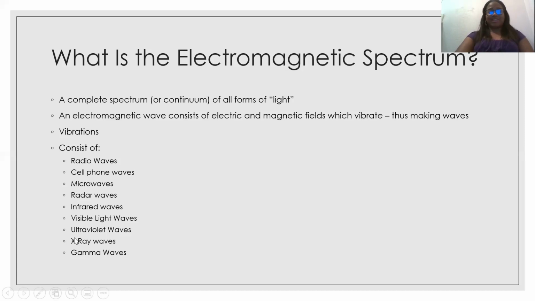X-rays, and gamma rays. In terms of energy, your higher energy waves are going to be those gamma rays. They can be pretty dangerous and cause damage to our bodies. Pretty much everything after radar waves can. And then your radio waves are going to be the lower energy waves.